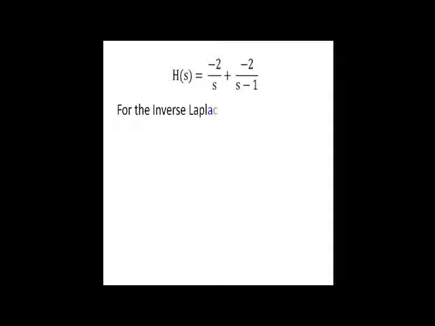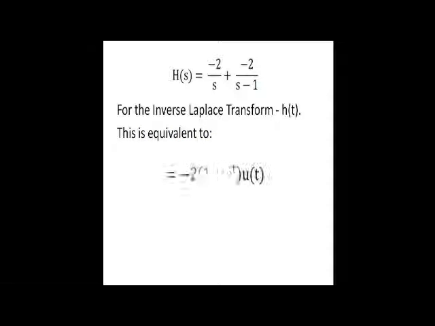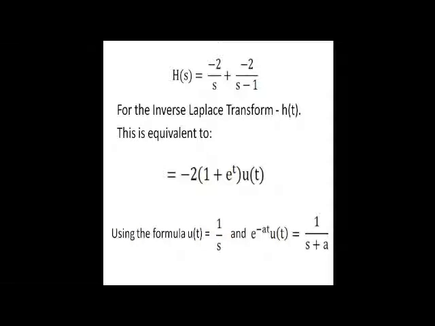For the inverse Laplace transform, h(t) is equivalent to -2 times the quantity of 1 + e^t u(t). Using the formula, u(t) is equal to 1 over s and e^-at u(t) is equal to 1 over s + a.